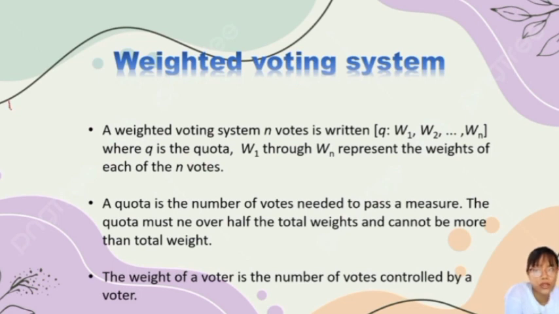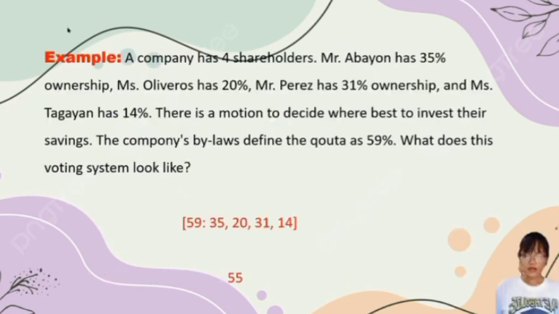And the Q here is our quota. What is the quota? The quota must be over half the total weight. For example, if our total weight is 100, half of it is 50, and then the quota should be 51, 52, 53, and so on, as long as it doesn't exceed 100. And the weights here are the weights of every voter. Now here is an example.